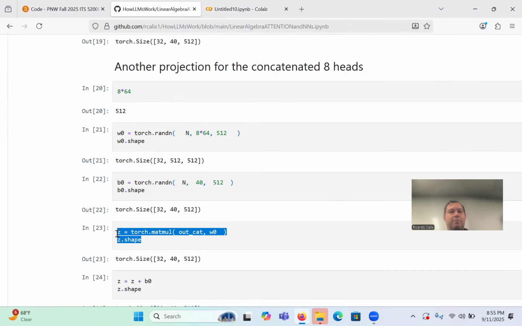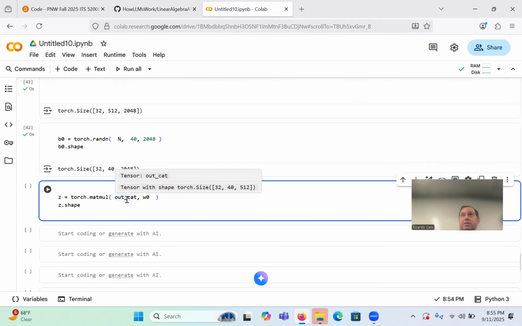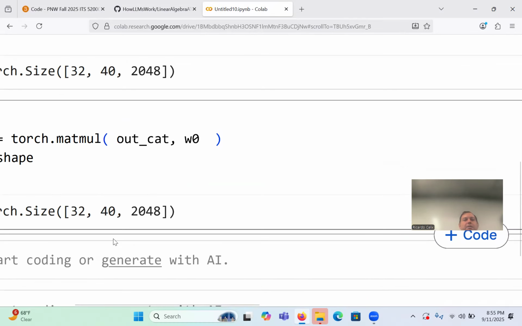And now notice I'm going to do yet another matrix multiplication of the concatenated 8 heads, which is n by 40 by 512, times this W0. And notice what I just did. It was 32, 40, 512, and I transformed it into 32, 40, 2048. Why did I do that?